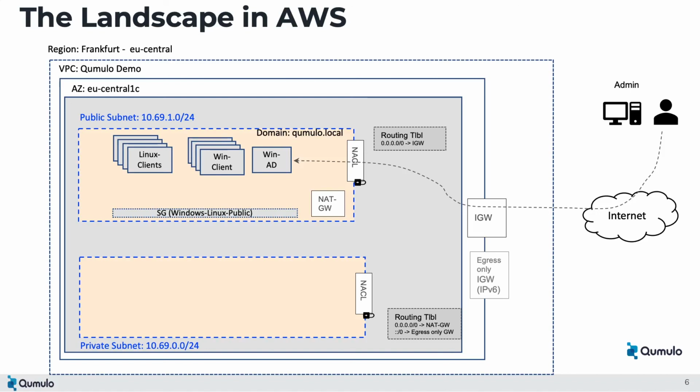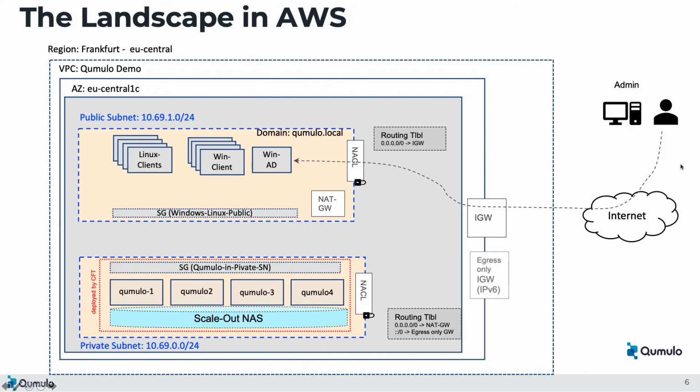Finally, let's quickly recap what we did in this video. We explained the VPC landscape with a public and a private subnet. We explored briefly the CloudFormation template that we downloaded from the Qumulo listing in the AWS Marketplace. We have deployed our Qumulo cluster in the private subnet using the CloudFormation template. We joined the cluster to the Windows Active Directory domain. We created a Windows share and mounted that on a Windows client. And finally, we created an NFS export and mounted that on a Linux client. That was it. Thank you very much for watching.